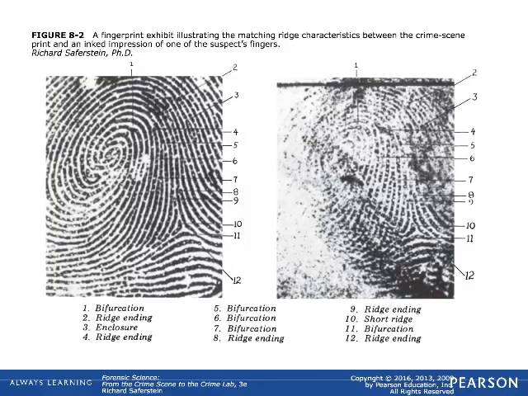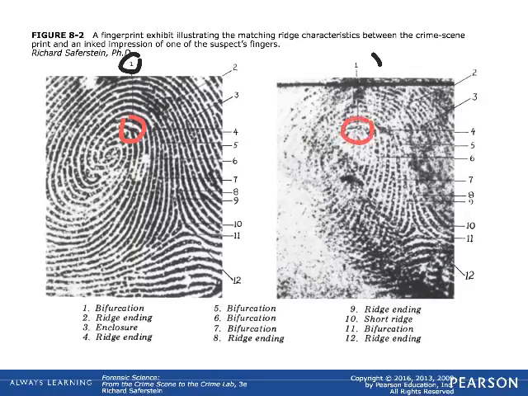Okay, now this is a picture. It's a fingerprint exhibit illustrating the matching ridge characteristics between the crime scene print and an inked impression of the suspect's finger. So it has things numbered on it. So there's bifurcation that's numbered here, number 1, so you have two things that you're comparing so that you can see hopefully how they match. It's kind of hard to see, but there's a bifurcation where it comes together. So there's a bifurcation, there's a bifurcation, so they match.